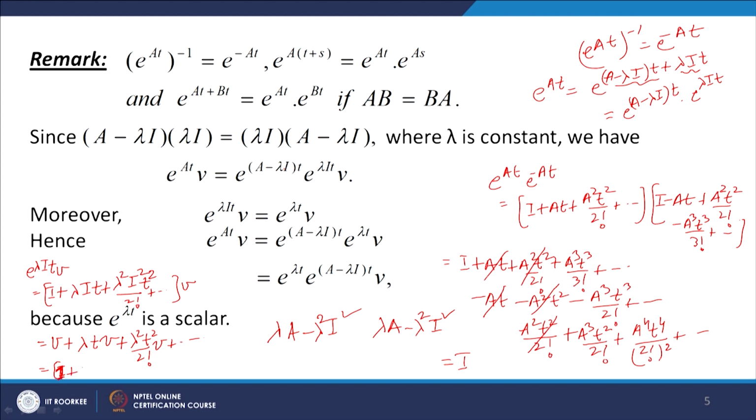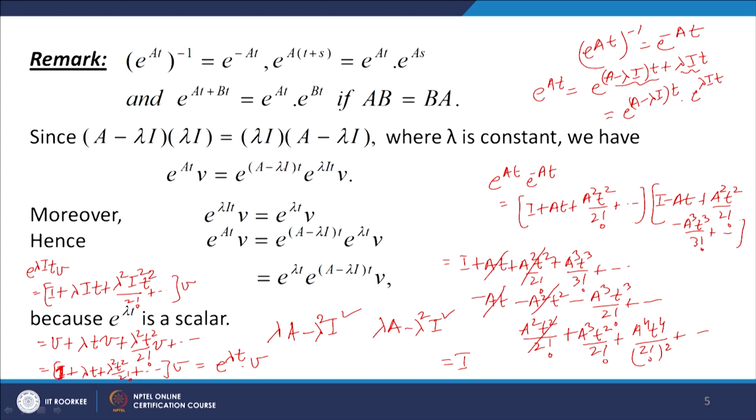Or I can write it as 1 plus lambda t plus lambda square t square by 2 factorial and so on, into b, which is equal to e to the power lambda t into b, okay. So e to the power lambda I t into b is e to the power lambda t into b, and therefore e to the power a t b equals e to the power a minus lambda I t into e to the power lambda t into b. Now, e to the power lambda t is a scalar quantity.